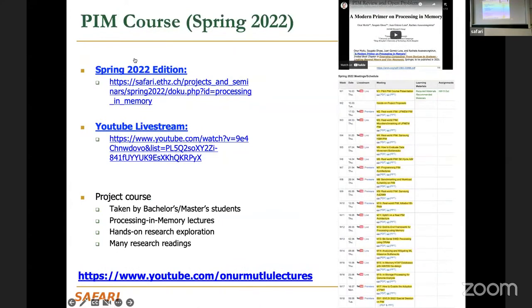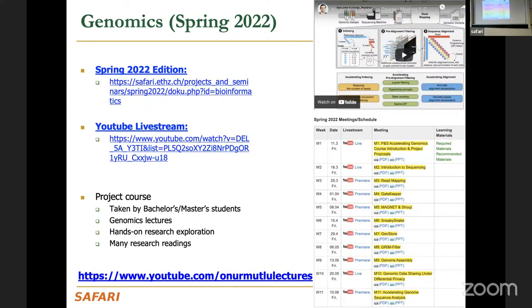We also have a processing in memory course. This is the first processing in memory course that I know of that anybody has started. Of course, anybody can correct me on that. We actually have a lot of interesting things over here. If you're interested in processing in memory, for example, we have a genomics course that Mohammed mentioned. I think Mohammed mentioned all of these, but the genomics course is specifically focused on genomics.